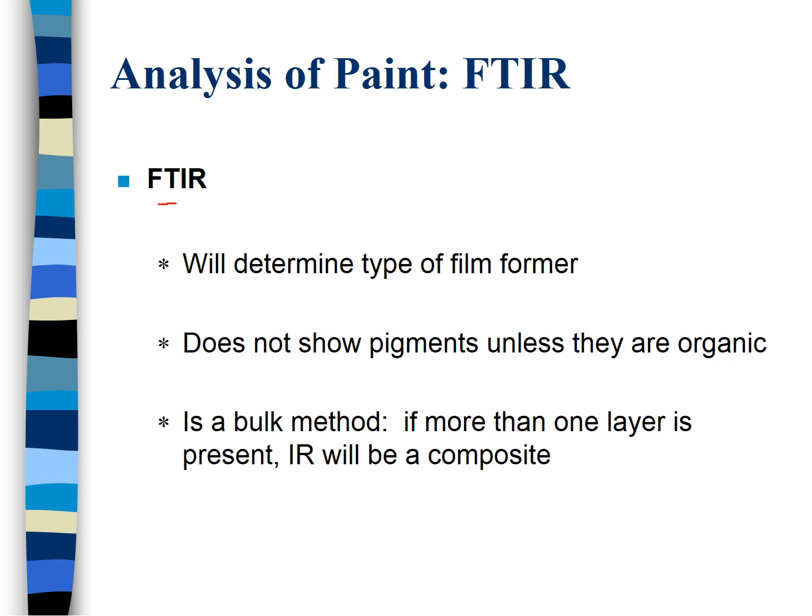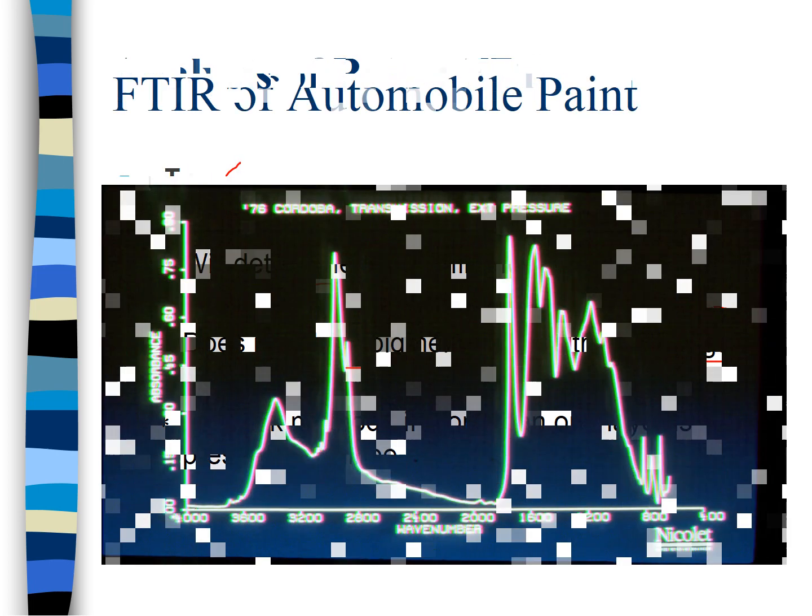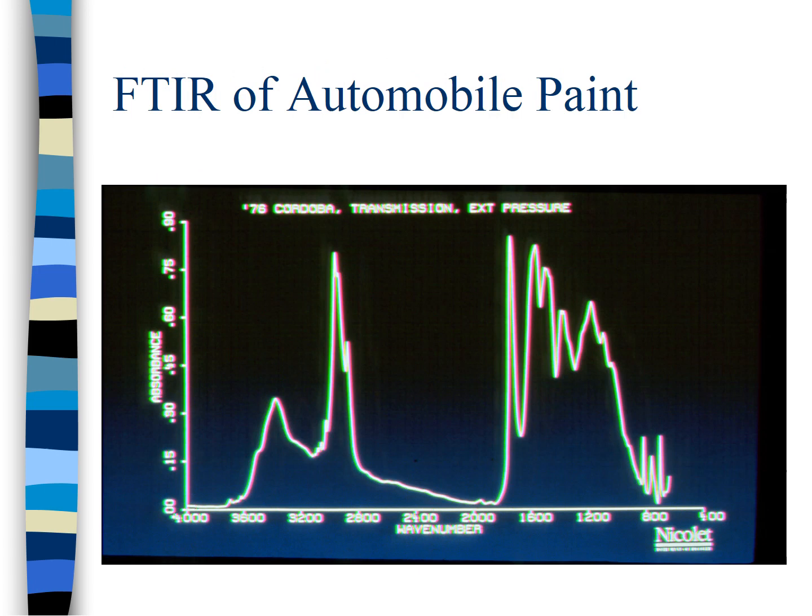Okay, the next one is the FTIR analysis, which will determine the types of film former and does not show pigment unless they are organic. So when it is organic, it will show the functional group in the FTIR. This is an example of the FTIR analysis for automobile paint.